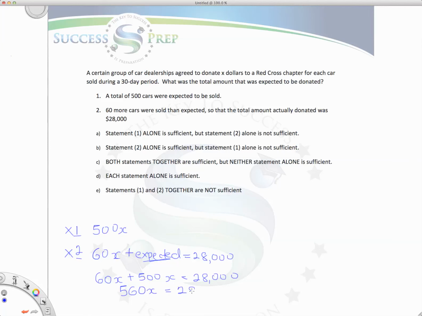So at this point, what you really have is 560x equals 28,000. One equation, one variable, you can solve for the value of x. So both statements combined are sufficient. So the answer in this case is C. Both statements together are sufficient, but neither statement alone is sufficient.